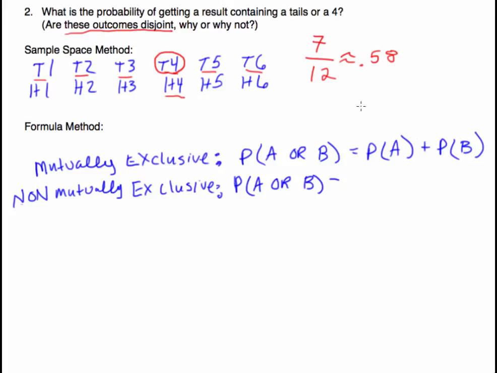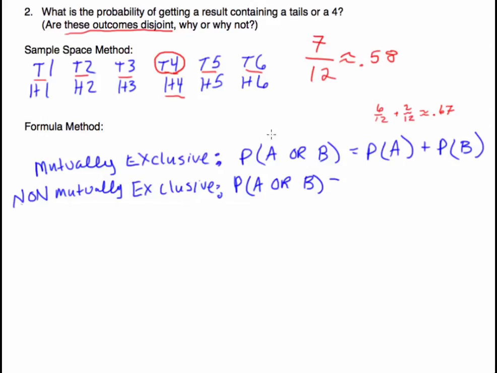Now, let's just do that real quick, as if we assumed they were mutually exclusive. The probability of getting a tails is 1/2, or 6 over 12. And the probability of getting a 4 is 2 out of 12. So if I added that up, I would get approximately 0.67. Now what's different? That's wrong, right? This is not what we got up above.